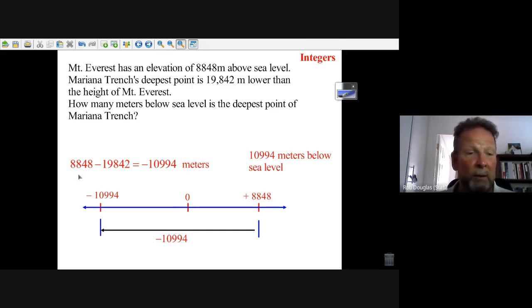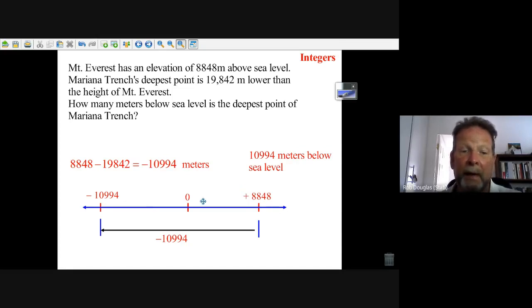Well, what you could do is put it on your calculator. You'd go 8,848 minus 19,842, and your calculator would say negative 10,994 meters. So the deepest point in that trench in the ocean is 10,994 meters below sea level.